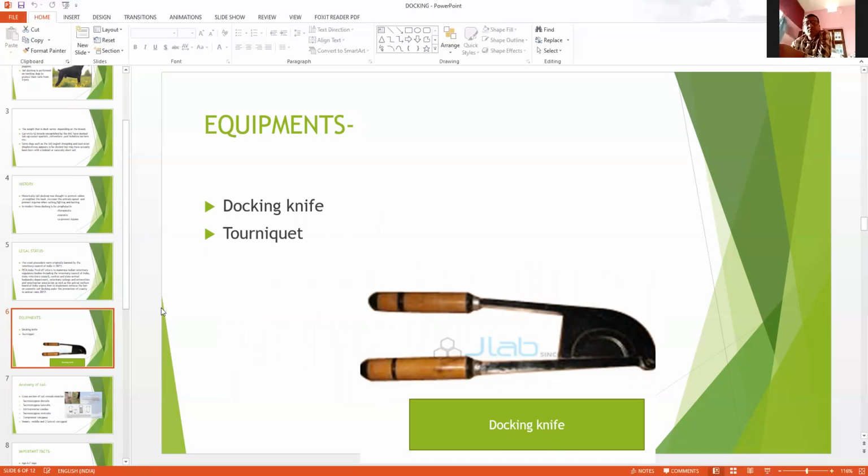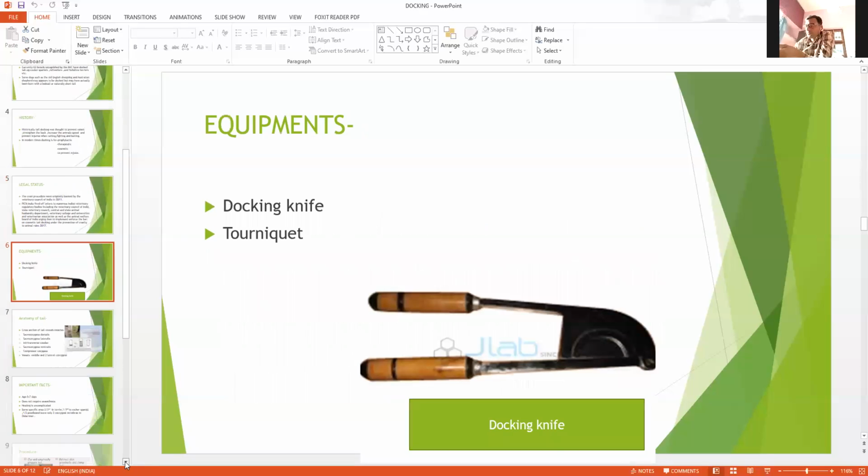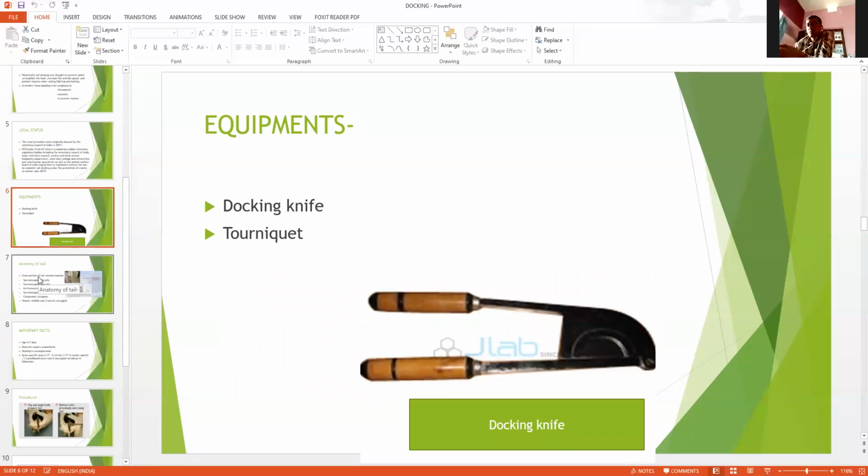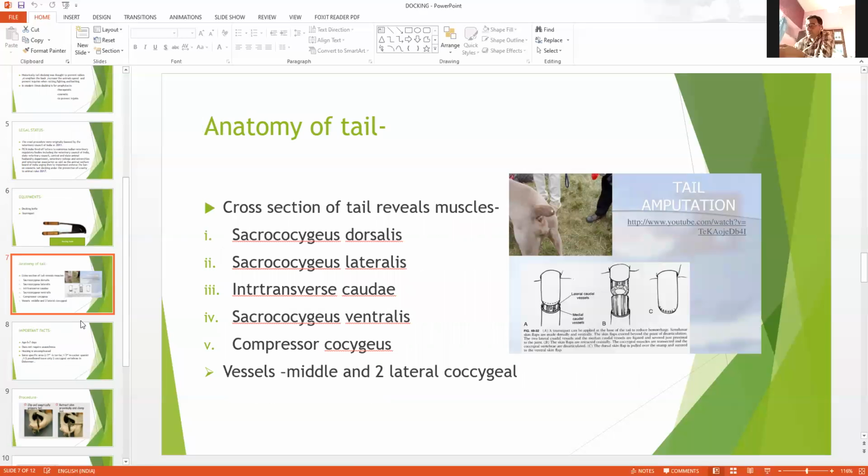Equipment: docking knife, tourniquet. Tourniquet is not an equipment. Tourniquet is just putting a bandage over the proximal side of the operation site. Docking knife is also available. If a pup is there, then a docking knife is sufficient for this type of surgery. Anatomy of the tail is very important. You just remember where the vessels are situated. Then cross section of the tail, various muscles.